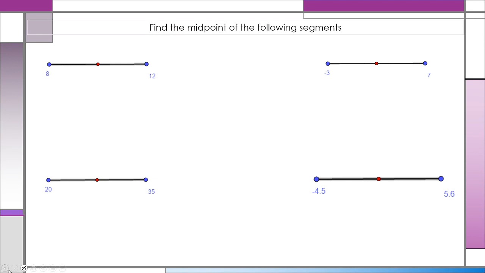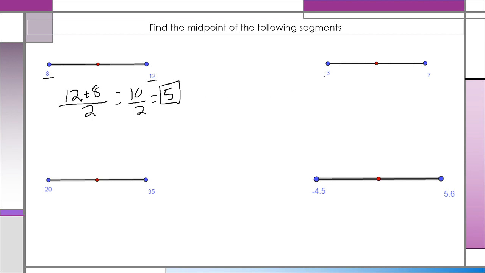So let's just do a few examples. We don't necessarily need to go through all these here, but let's just do a few to make sure we get this idea. If I want to find the middle of this value here, this is 8, this is 12, so I would do 12 plus 8 divided by 2, which would be 20 divided by 2, which would be 10. So again, a very straightforward calculation.